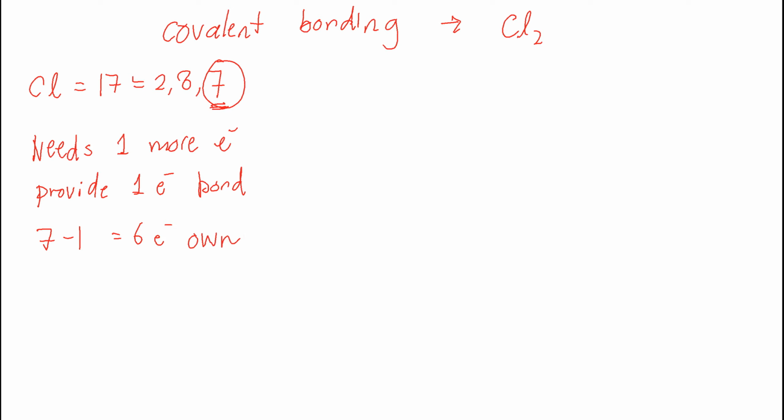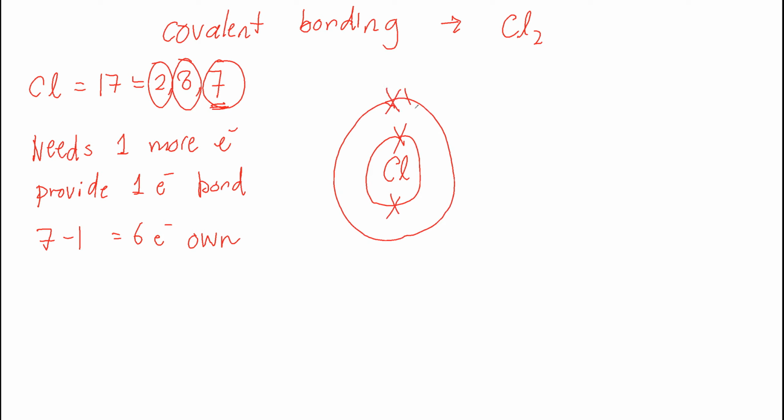So now we are ready to draw the electronic structure of the chlorine molecule. First, we draw the 2 inner shell electrons. Then we draw the 8 electrons in the second shell.